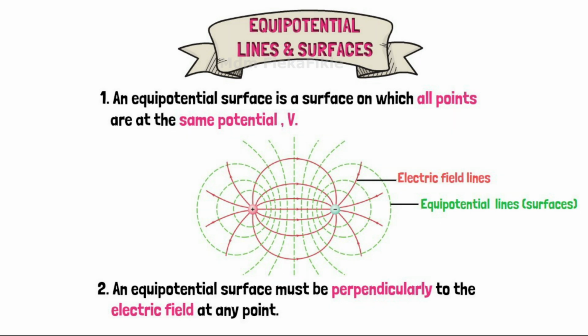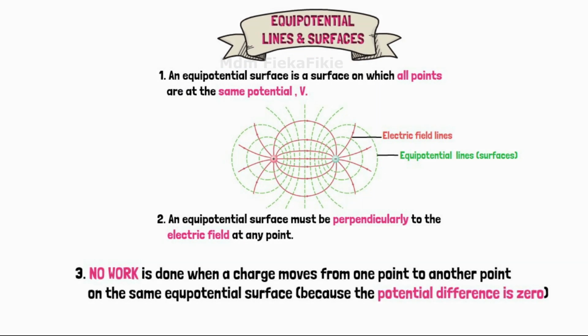Okay, second point, an equipotential surface mesti perpendicularly to the electric field at any point. Sebab itu daripada gambar rajah you boleh lihat electric field lines must be perpendicular to the equipotential lines ataupun equipotential surface. Dan yang terakhir, poin yang ketiga yang paling penting, no work is done when a charge move from one point to another point on the same equipotential surface. Kejap lagi kita akan tengok ya, kenapa. Okay, kenapa no work is done? Sebab at any point on the same equipotential surface tadi, the electric potential dia adalah sama. Jadi dia tak ada potential difference between 2 point tadi. So no work is done in order to move the test charge from one point to another point on the same equipotential surface. Jom kita tengok contoh.